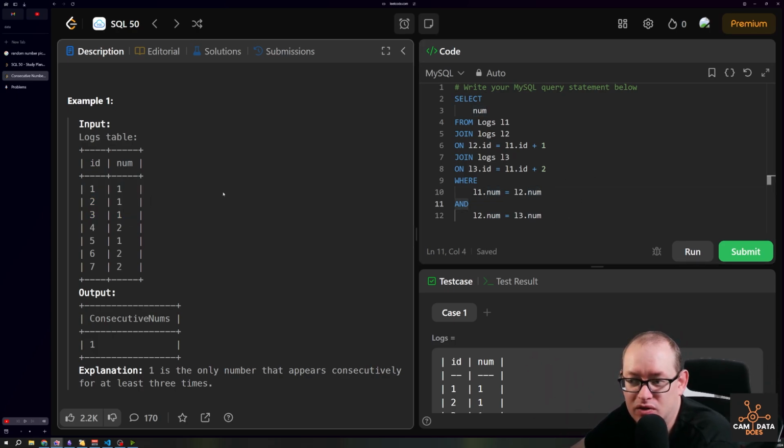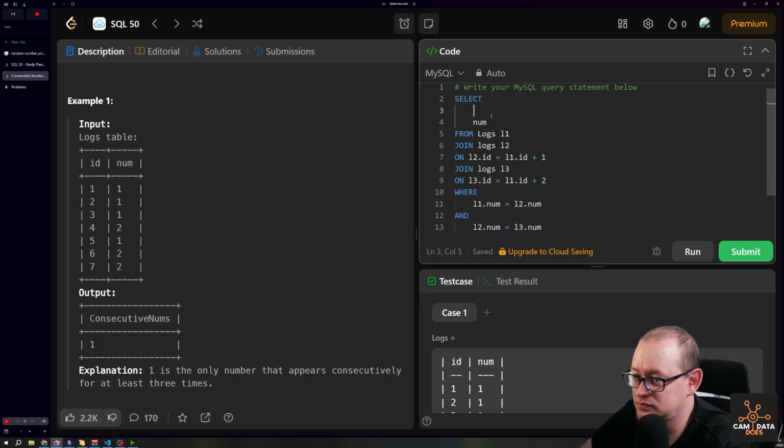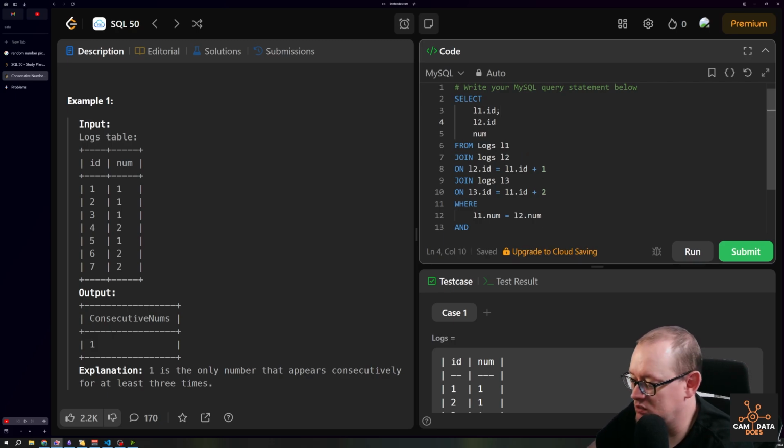So this will return, since we're not asking for ID here. We could ask for ID here. Here, I'll do this so you can see it. Just so you can picture it.